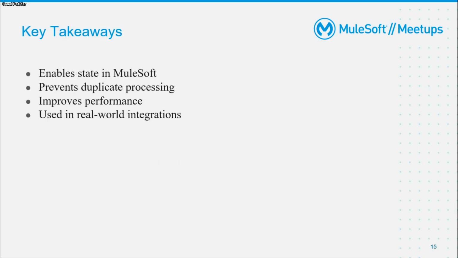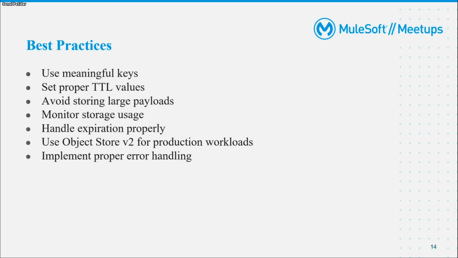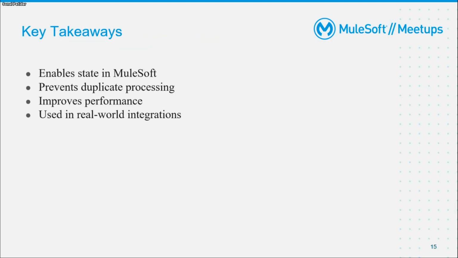Next one is some key takeaways. Overall, object stores help in improving performance, handling duplicates, and managing temporary data. Object stores help enable state, improve performance, prevent duplicate processing, and are widely used in real world integrations.